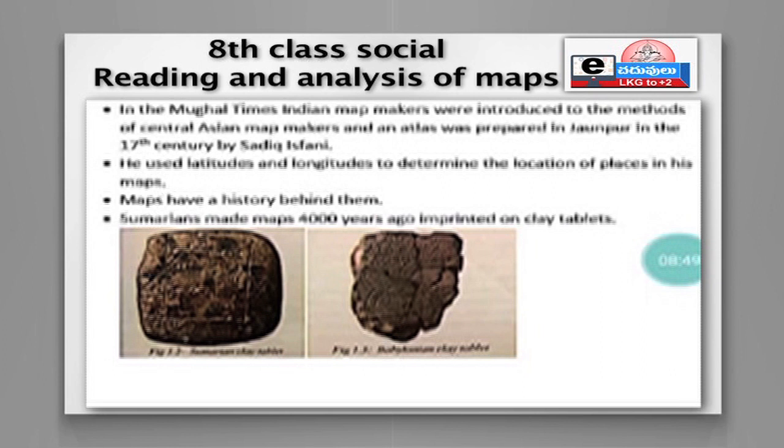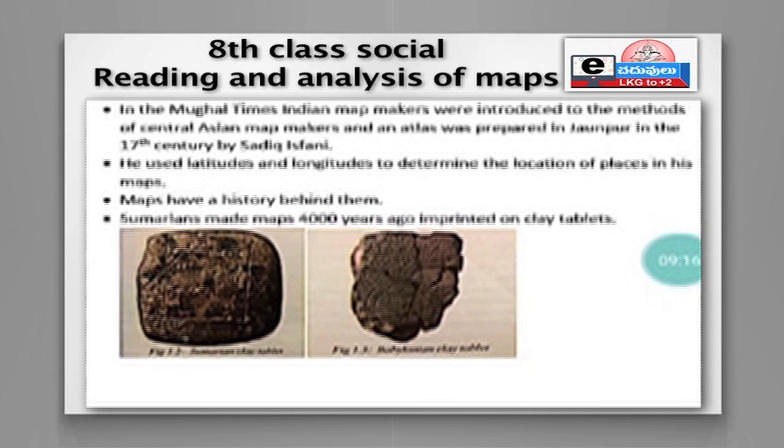So children, in the Mughal times, Indian map makers were introduced to the methods of Central Asian map makers, and an atlas was prepared in Jaunpur in the 17th century by Sadiq Isfahani. Sadiq Isfahani was the person who made the first atlas.